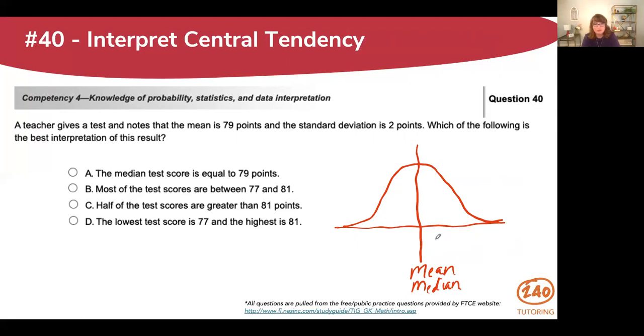That doesn't tell us that in this problem, and that's okay, but I want you to understand what that distribution curve means. And so it's telling us that if we were to draw this, even if it wasn't normal, if it was skewed one way or the other, that the mean is 79 points. So that would mean right here at this point on this line is 79, okay?